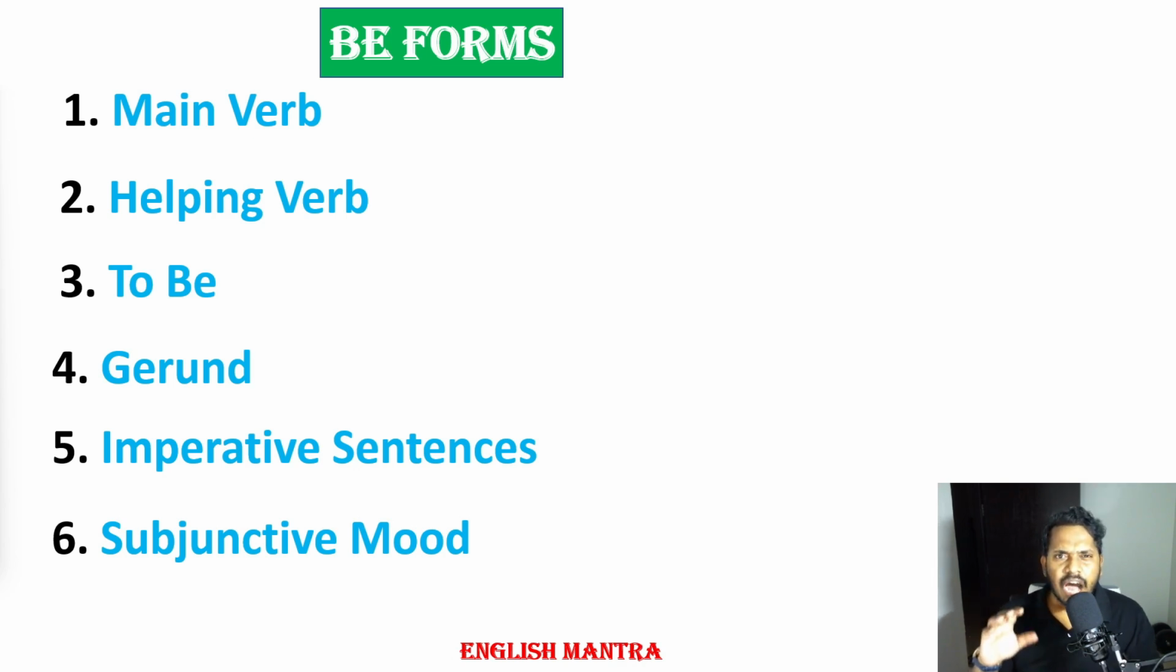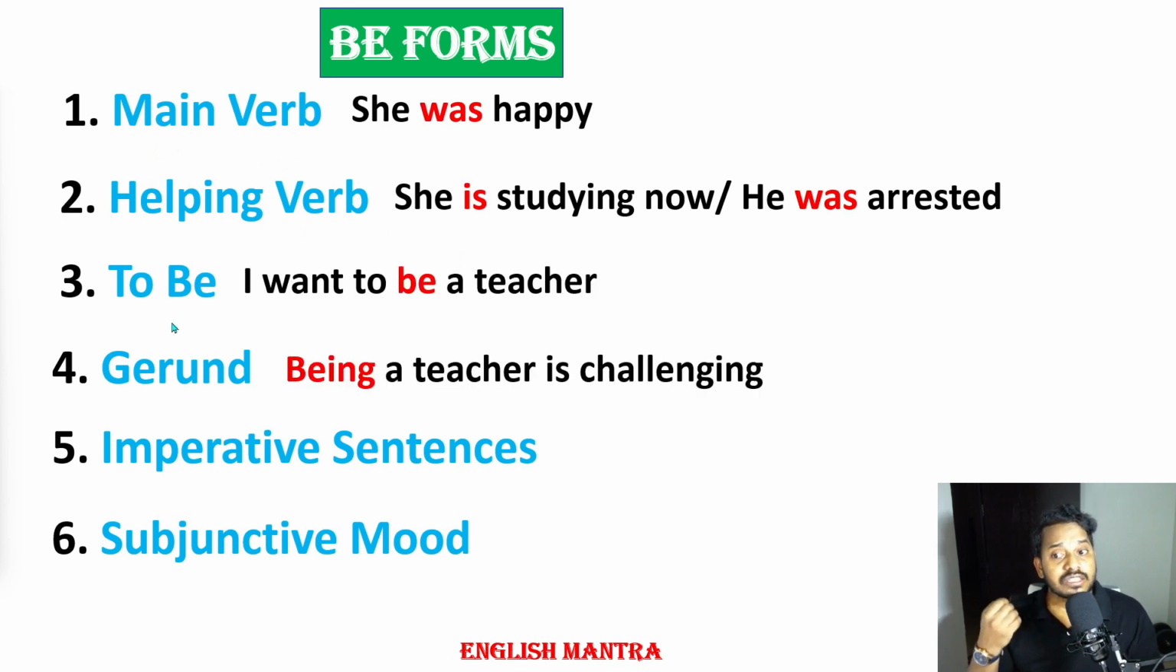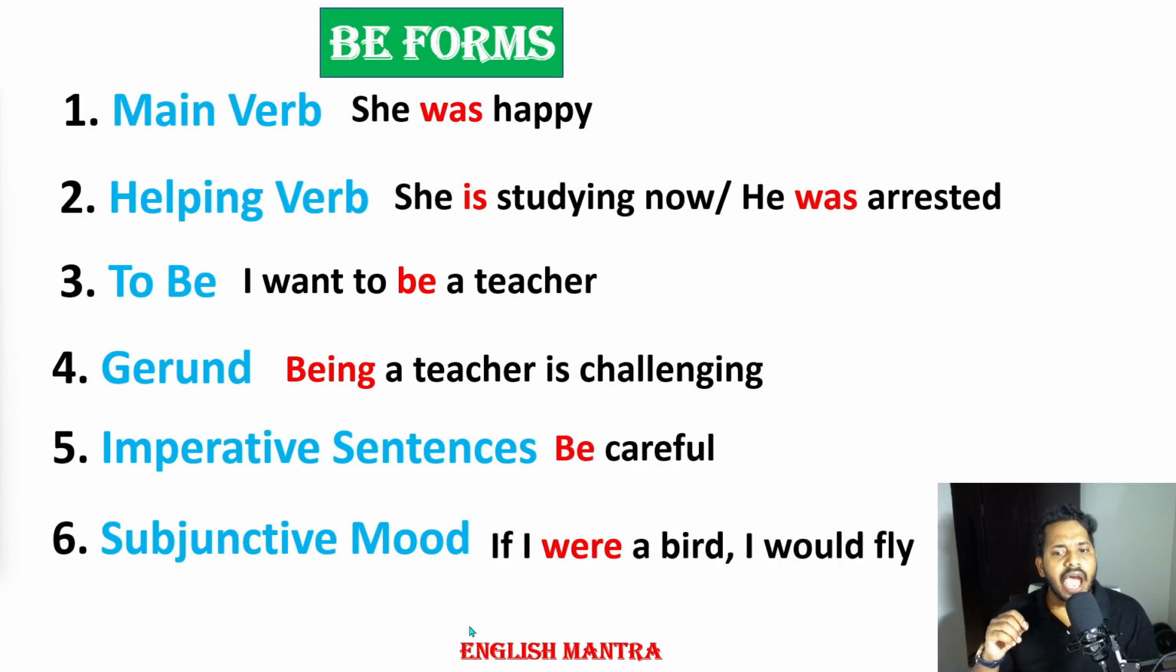In today's class, I'm going to explain the 6 uses of be forms. Actually, these be forms are found everywhere in English. They function as a main verb, as a helping verb. We can use this be form along with infinitive too, and we can also use this be form as a gerund. Apart from this, we can use these be forms in imperative and subjunctive sentences. In today's lesson, I'm going to explain all these structures in detail, okay?